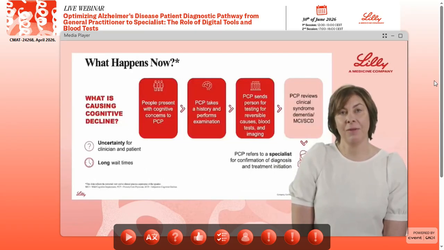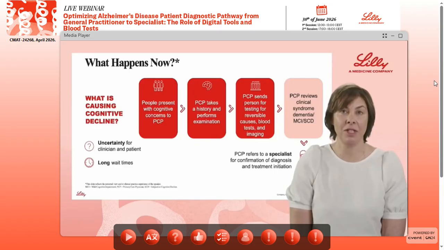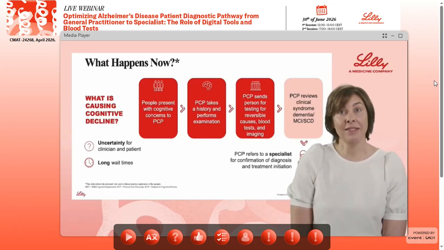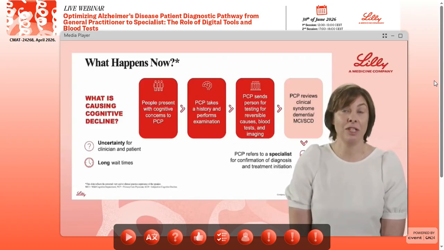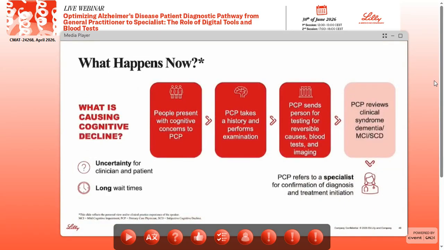So what happens now? Well, currently we have a lot of uncertainty in the system. People aren't sure if their symptoms are something to worry about. They often wait a little while before they come and see us, and then we wait a little while trying to work out what might be wrong. We do the clinical assessment, but sometimes we're still hesitant because we're not sure, and that delay adds up to a significant amount of time. We'll usually do the investigations and the brain scan and the mini-mental or the MOCA and then refer on to a specialist.